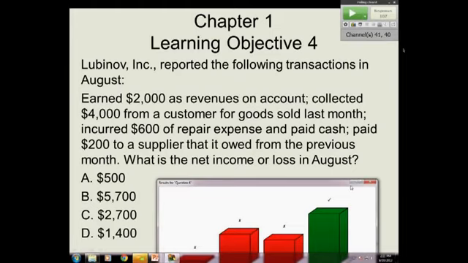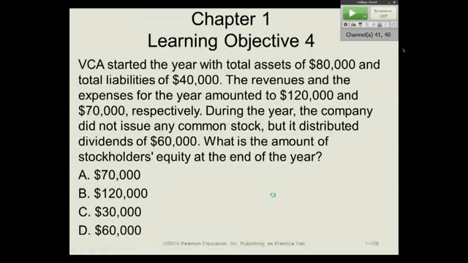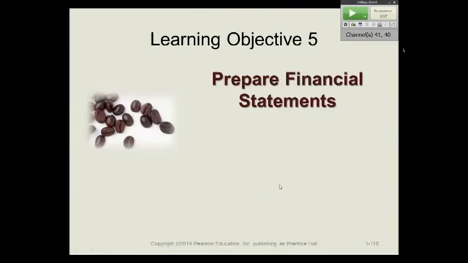If you incurred expenses of 6, it's repair expense. If you paid cash for a supplier for something you bought last month, it's not an expense. So the answer is very simple. It's 2,000 minus 600 or 14. Okay. All right. So make sure that you understand these questions carefully.